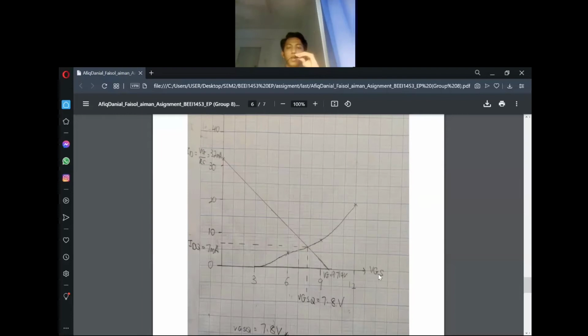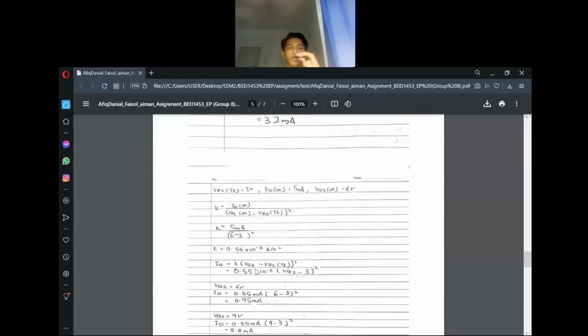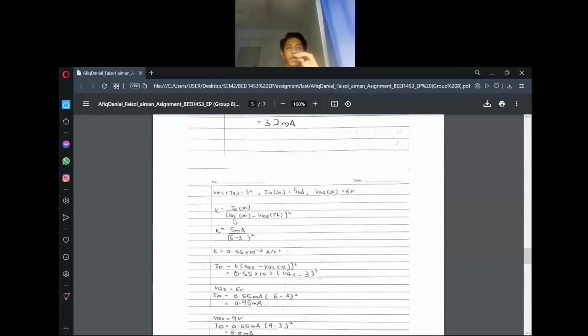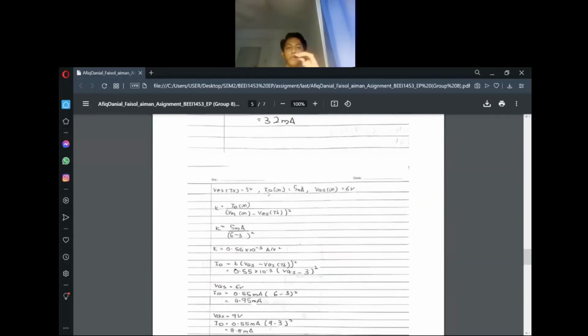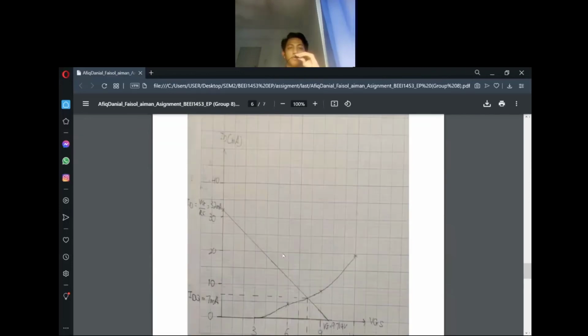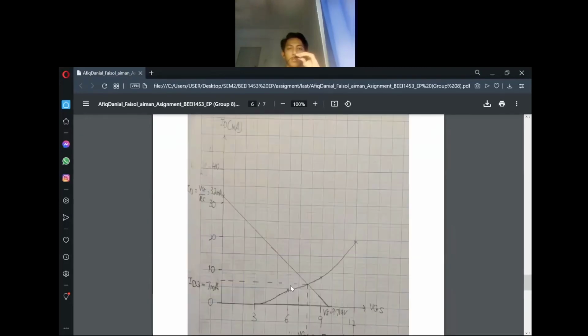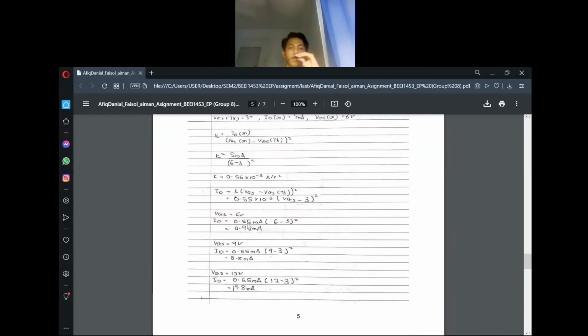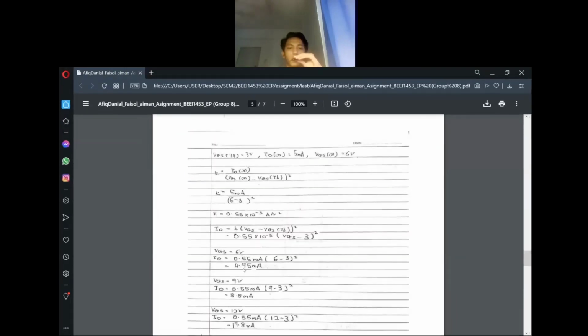VGS equal to 3 volt gives ID equal to 0. Why is it 0? Because VGS TH has been given as 3 volt, so that means it's 0. Then VGS 6 volt is from here. So how do we get 4.95 milliampere?